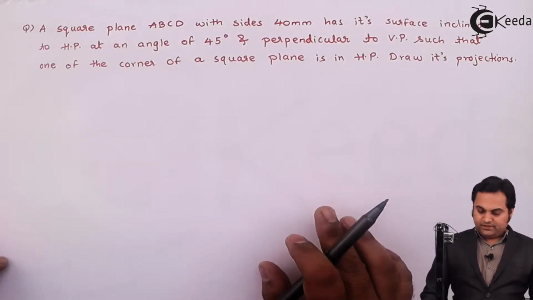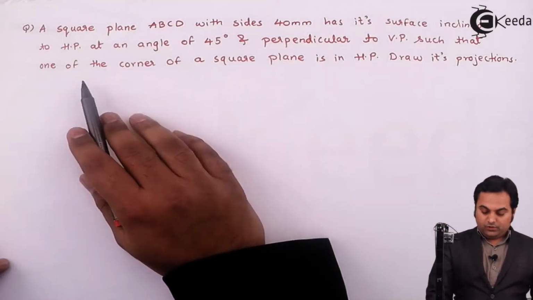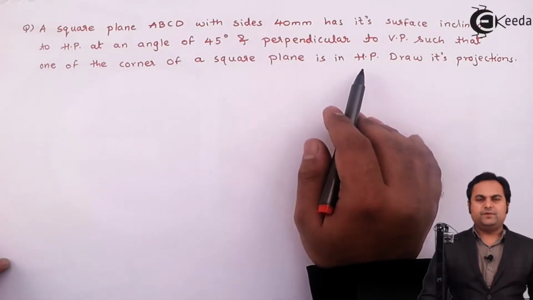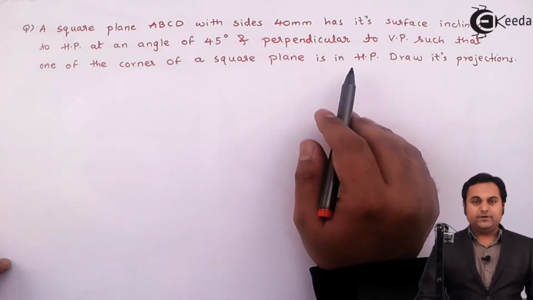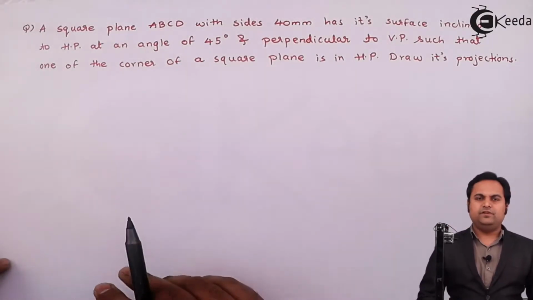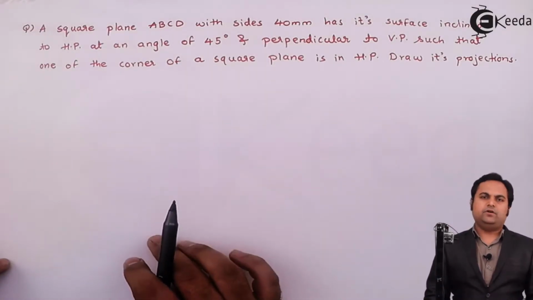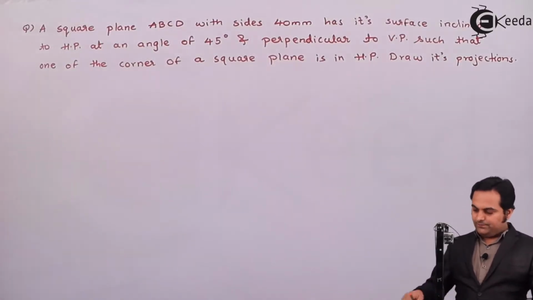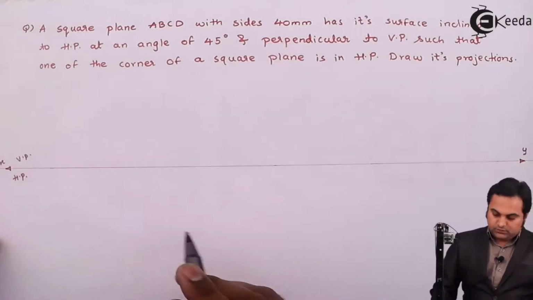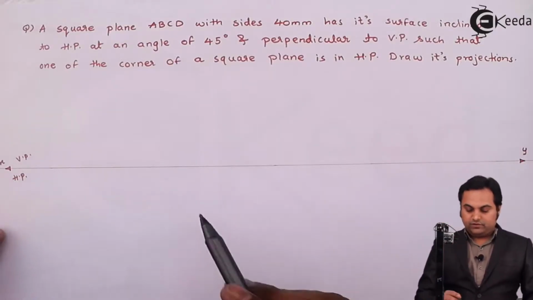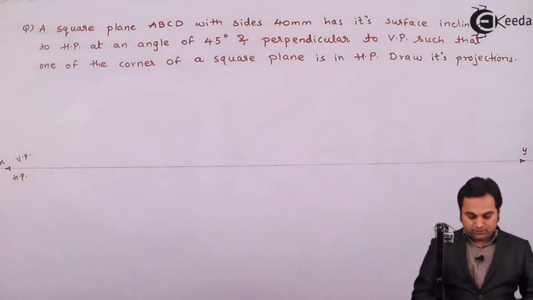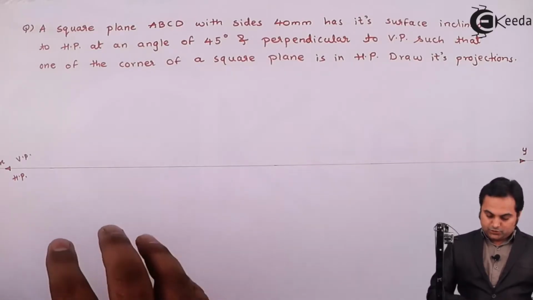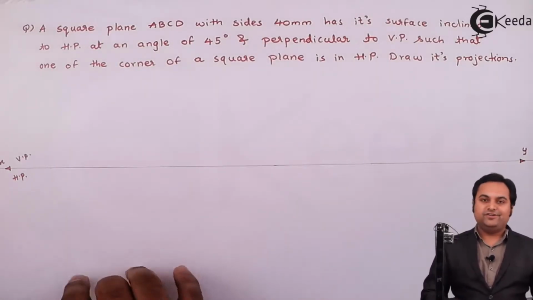Now first, it is given that one of the corner of the square plane is in HP. See, if the corner is in HP, it means the complete square plane will be in HP. That is, we are going to see the square from the top view. So I'll start this question by drawing the XY line. Now since it is given that one of the corners of the square plane is in HP, so I'll draw that square plane resting on the corner here.